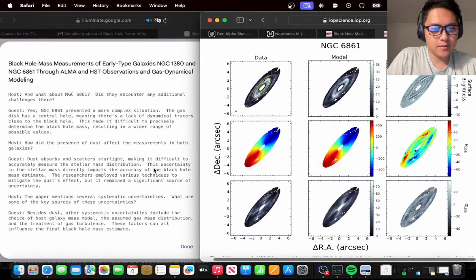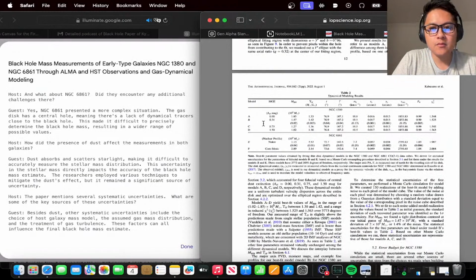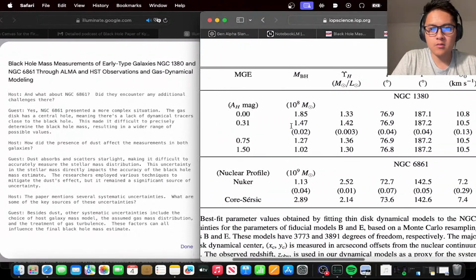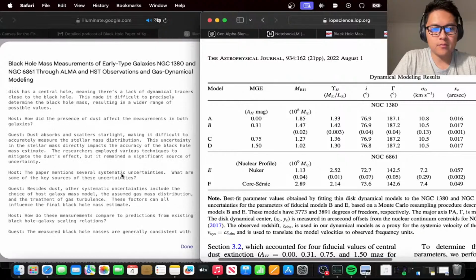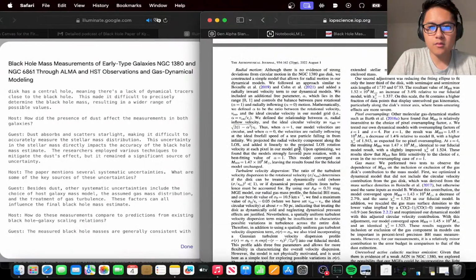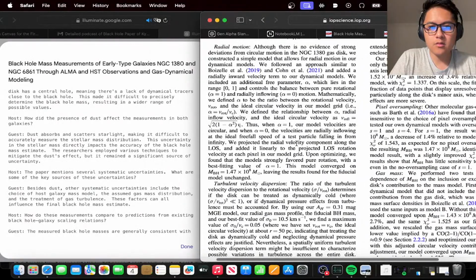That's correct. This uncertainty in the stellar mass directly impacts the accuracy of the black hole mass estimate. The researchers employed various techniques to mitigate the dust's effect, but it remained a significant source of uncertainty. The paper mentions several systematic uncertainties. What are some of the key sources of these uncertainties?